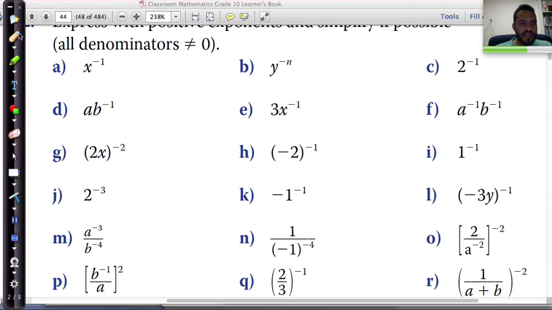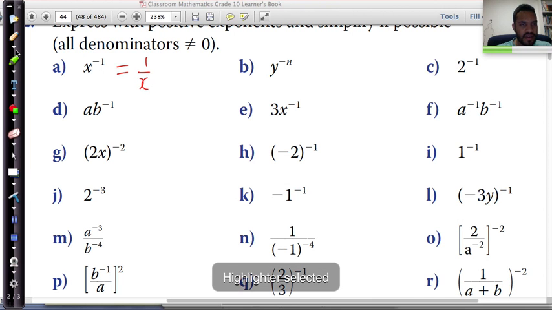Okay, so let's start over here. Solutions, I'm going to give it to you straight away. The only thing we want here is positive exponents, right? So we don't want to see the negative 1 there anymore. Okay, so x to the power of negative 1, straight from the definition, the solution is 1 over x.